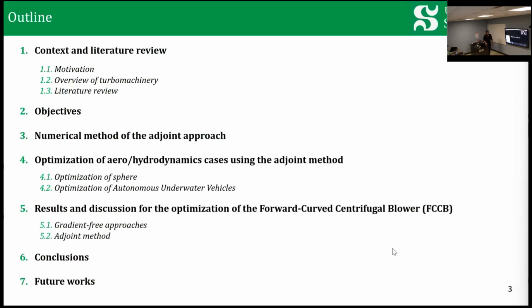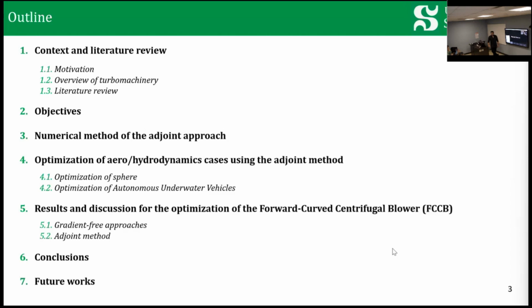I will begin by outlining the motivation behind this research. Next, I will present an overview of turbomachinery as well as the chosen test case for this research, followed by a brief literature review on different optimization methods with a primary focus on the adjoint method. Main and detailed objectives and numerical method related to adjoint method will be presented. Then the results of aerodynamic and hydrodynamic shape optimization using the adjoint method will be presented.